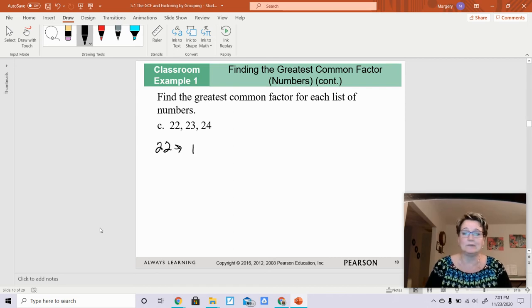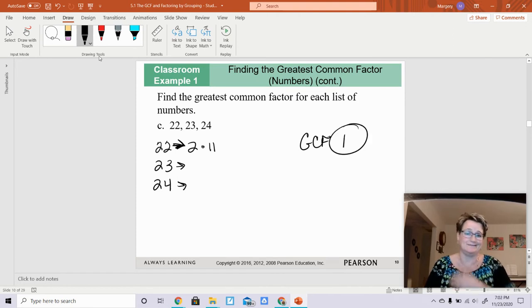22 is just 1 and 22. Well, 2 and 11, sorry. It does have 2 and 11. So this is going to be 2 and 11. 2 times 11 is 22. 23, there's only 1 in 23. 24, it doesn't even matter anymore because they don't all 3 share something. So the greatest common factor on this one would be 1. That's it. No big deal there.